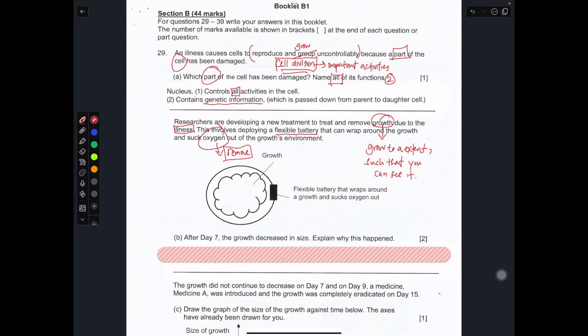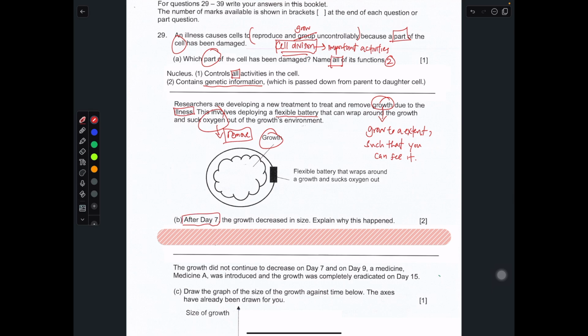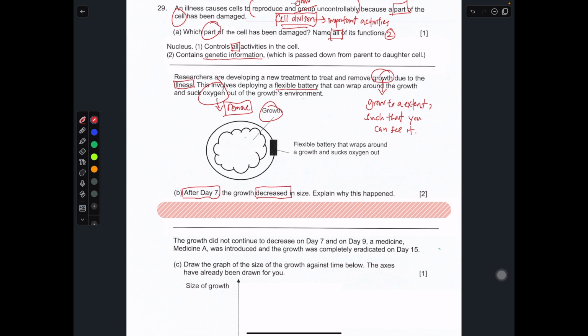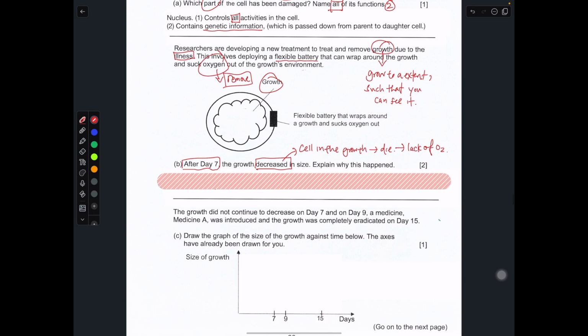So, and they show you a diagram, the growth and the growth itself is in the middle. After 7 days, the growth decreases in size. So they ask you why did it happen. First thing first, when it decreases in size, it tells you that some of the cells in the growth must have died, and it died due to lack of oxygen. So over here, initially you have to probably say that the cell is a living thing and it needs oxygen to survive. Without oxygen, the cell cannot survive, they will die, and therefore they will decrease in size.